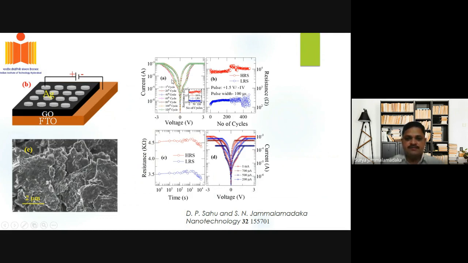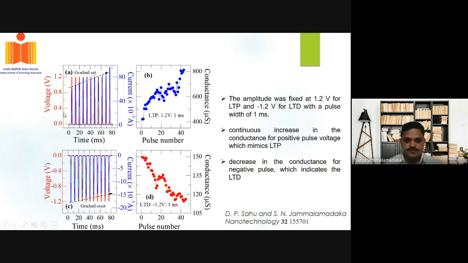As you can see from this picture, analog switching is evident, which is very much essential for neuromorphic computing. We also try to show the endurance and retentivity characteristics. We could get endurance of more than 400 cycles, and we could show retentivity up to 10^4 seconds. We also try to show multi-level resistive switching using this graphene oxide based resistive random access memory device.